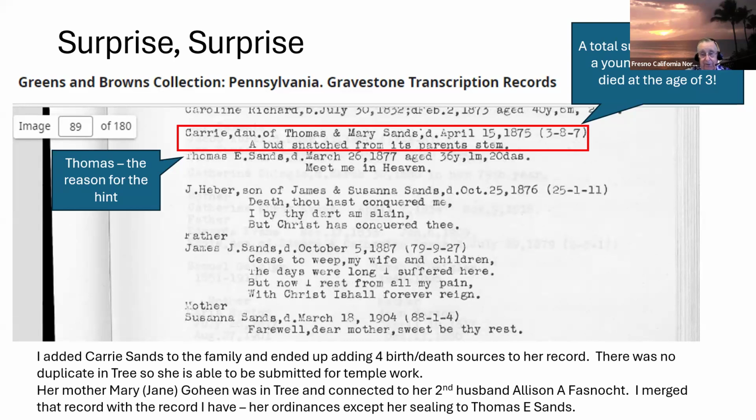Her second husband was Allison A. Fashnacht, and she's buried with him and had a bunch of kids by him. But Thomas, her first husband, is buried with their child that died young. So I can add her into tree. She only needs to be sealed to her parents, but she's a missing child. So look at the records, not just the transcriptions, but try to look at the records if they're offered to you.